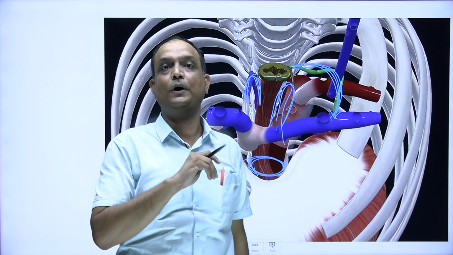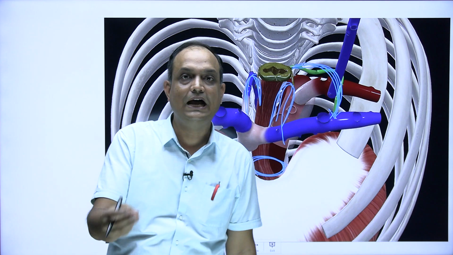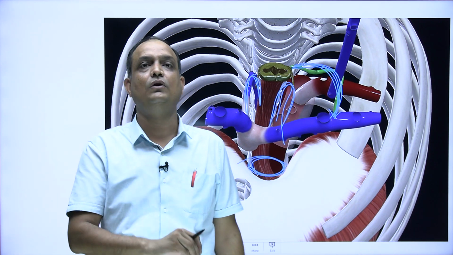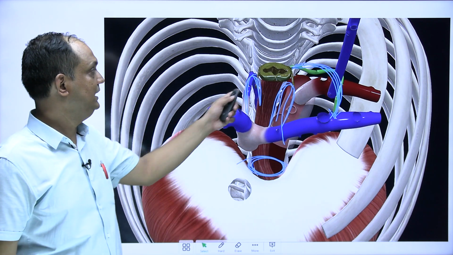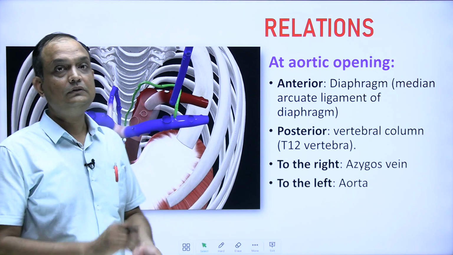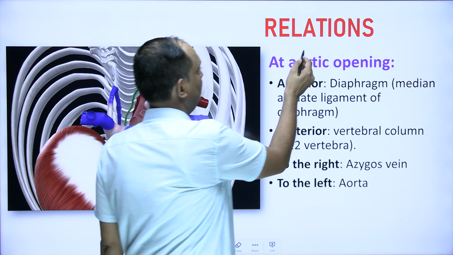So, this is the important thing. Sometimes you have this question: which opening of the diaphragm consists of structures which all form an arch? So, these are the three structures which all three are forming the arch. Now, we will see the relations after the course. First, the aortic opening.